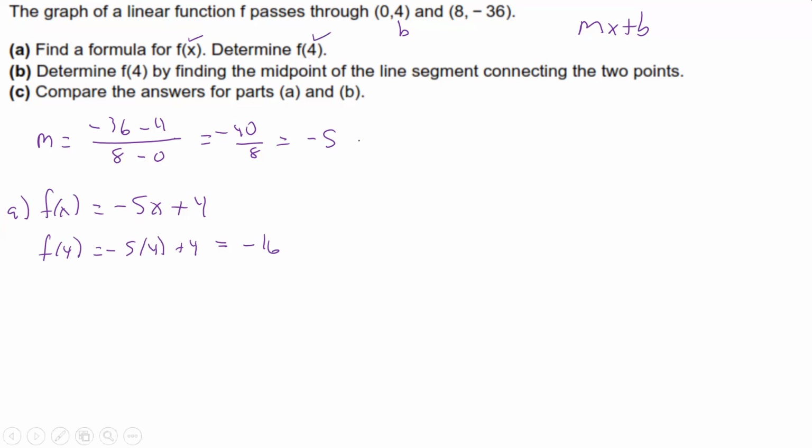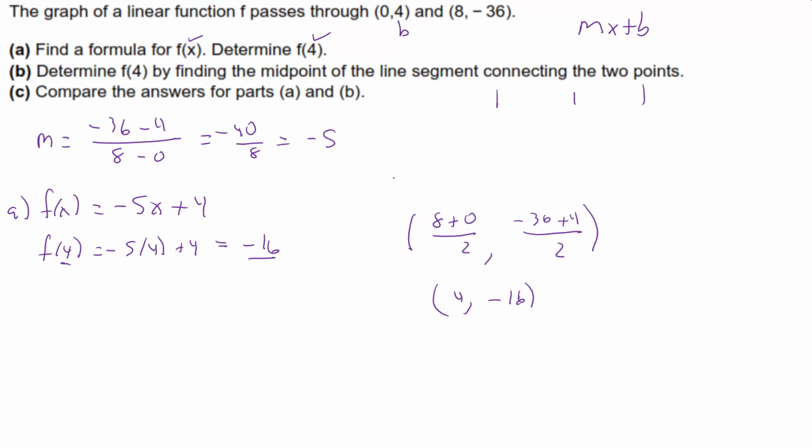Now we're supposed to determine f of 4 by finding the midpoint of the line segment. Now, if you think about it, that's kind of halfway between the endpoints. So we have 0, we have 8, and the midpoint is going to be at 4. And so hopefully we're going to get something similar. We're going to do the same thing here. We're going to take 8 plus 0 divided by 2, and then we're going to take minus 36 plus 4 divided by 2. And so we get 8 divided by 2, so that's a 4. And here we get minus 32 divided by 2, so that's going to be a minus 16. And lo and behold, 4, minus 16 and 4, minus 16. So the answers are the same.